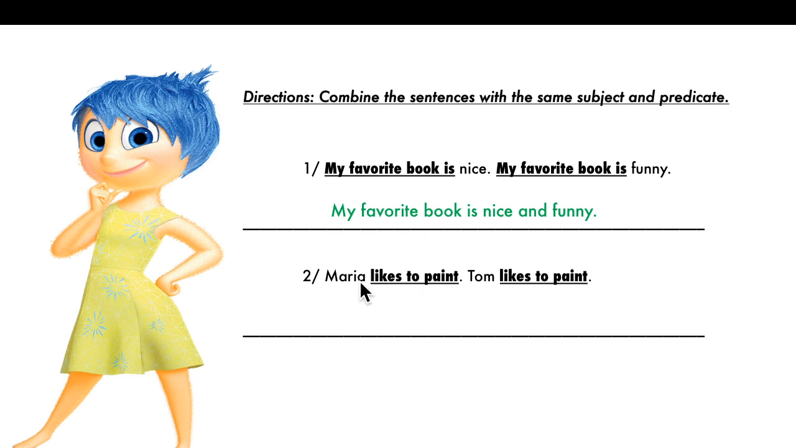Now here we have Maria likes to paint, Tom likes to paint. The words that do not repeat are Maria and Tom. We join them with the conjunction word and, with the connective word and. These words will disappear. Maria and Tom like to paint. One more mistake. When one person is doing the action, we add s, likes. But when you have two people doing the action, you do not put s, only like. Make sure you have that answer like that.